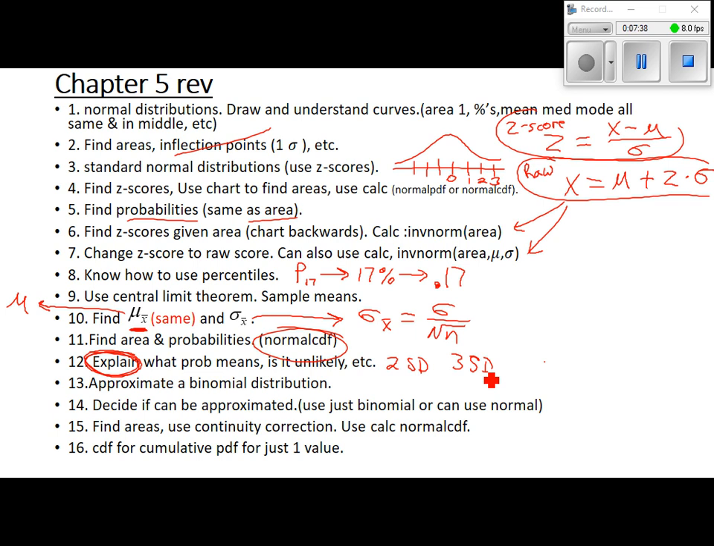Be able to decide whether you can approximate using the binomial distribution. Remember, to be able to use it, n times p has got to be greater than 5 and n times q has got to be greater than 5. Don't check both. That's the last thing that we did. Just check whichever one, p or q, is the smaller. If it's bigger than 5, then the other one's, of course, going to be bigger than 5.